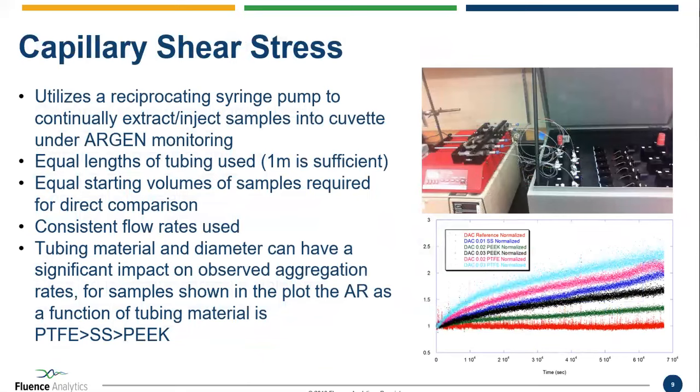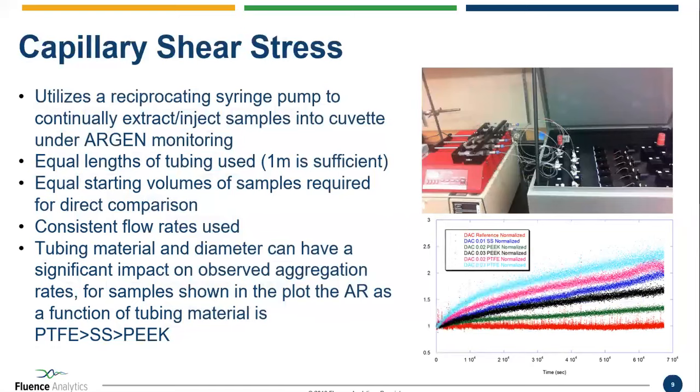So for examining capillary shear stress, again, this is pretty simple to set up. What we use is a reciprocating syringe pump with a given length of tubing, whatever material we're interested in looking at. On the picture on the right is an experiment in which we compared a 1 meter length of PTFE tubing versus stainless steel versus PEEK HPLC tubing, with a couple of different diameters for both the PEEK and the PTFE. Doing these experiments, if you want to do a direct comparison, it's important that the same length of tubing is used, obviously. You also want to have an equal starting volume for the samples and a consistent flow rate for direct comparisons.